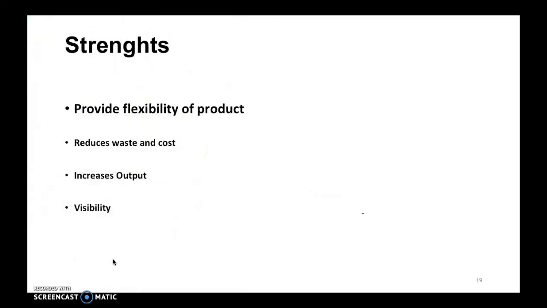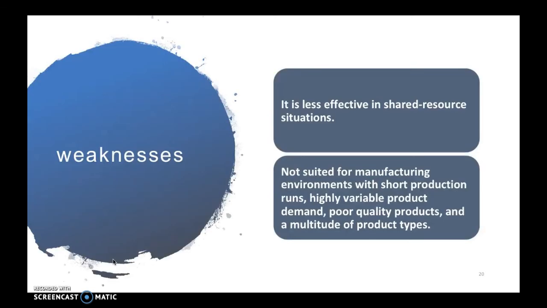All in all, there are many benefits in switching to Kanban. I list 4 major benefits, such as providing flexibility of products, reducing waste and cost, increasing output, and visibility. It also has limitations, such as it is less effective in shared resource situations. It's not suited for manufacturing environments with short production runs, highly variable product demand, poor quality products, and a multitude of product types. Thank you.